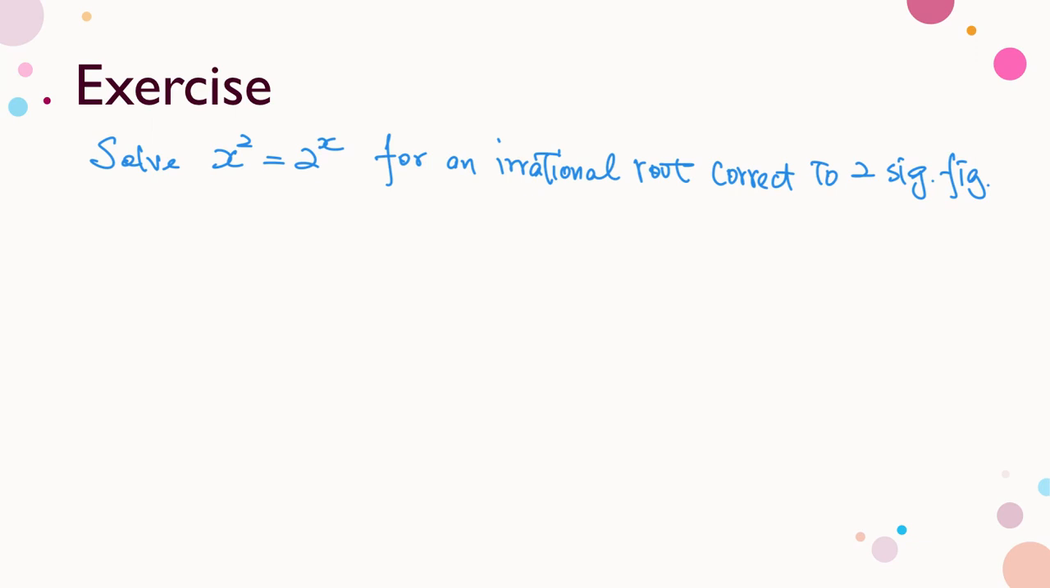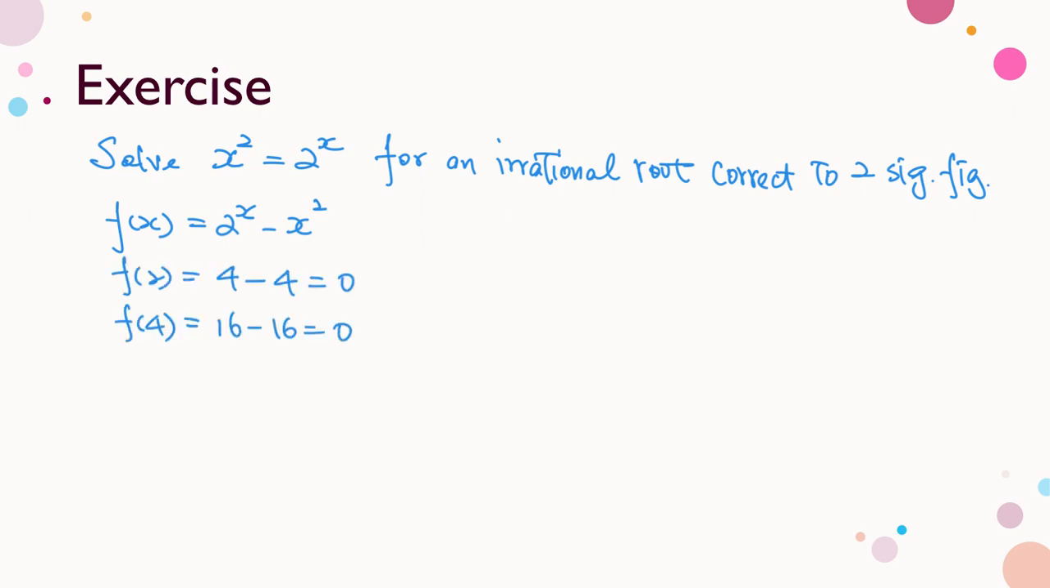Here is another example. Solve x squared equals 2 to the power x for an irrational root correct to 2 significant figures. Both x squared and 2 to the power x are continuous and differentiable, and so is the function f(x) equals 2 to the power x minus x squared. It is obvious to see that f(2) equals 0 and f(4) equals 0. In other words, 2 and 4 are rational roots of the equation.